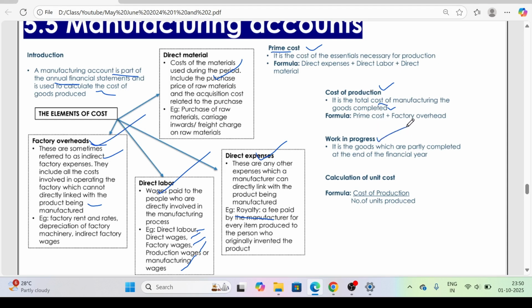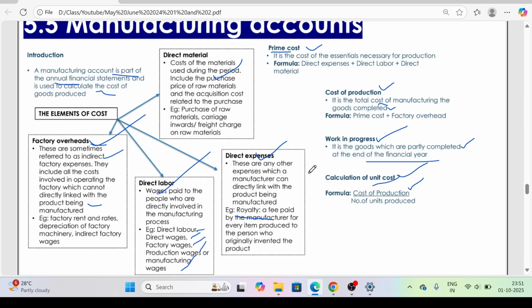Then next is work in progress. Work in progress is the goods which are partly completed at the end of the financial year. Then unit cost calculation. In this question there is a unit cost, so I will explain it with the question. Unit cost is very simple. After getting the cost of production, divide it by the number of units produced, and you will get the unit cost.